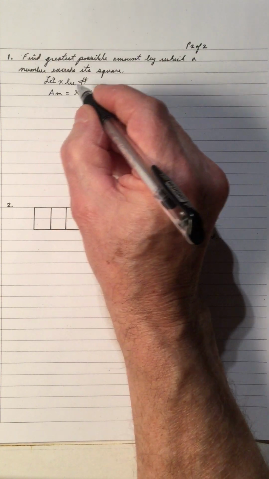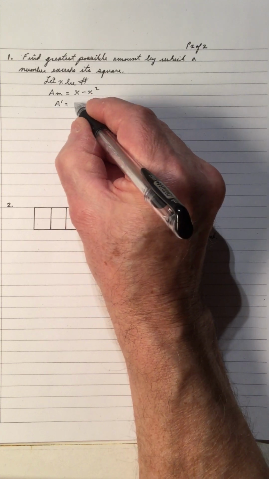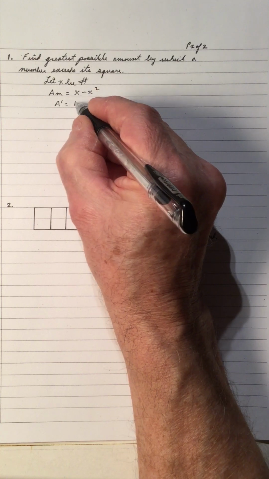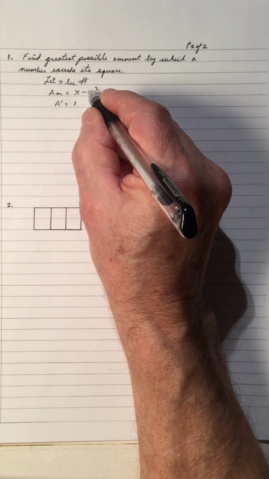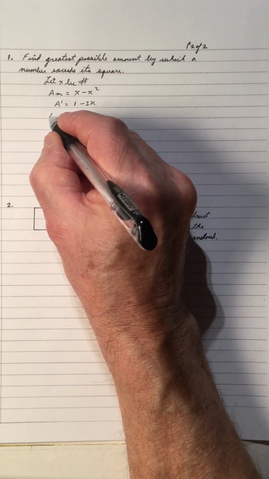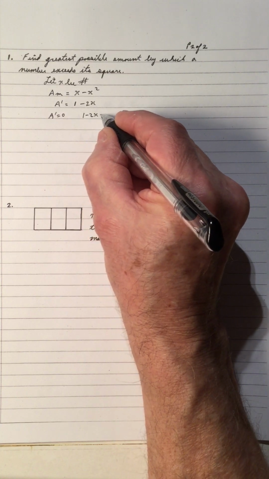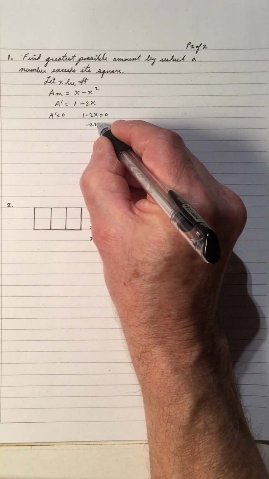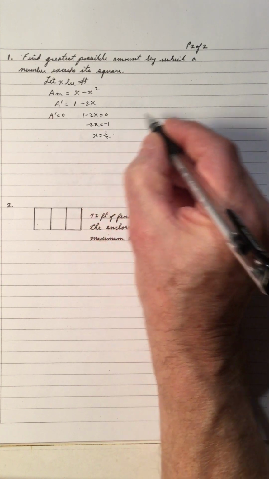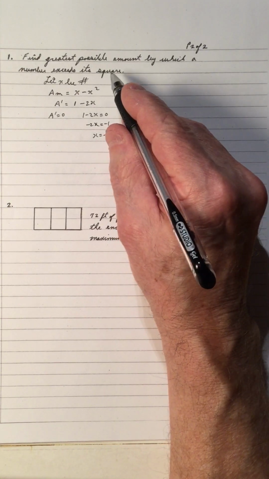Now that we have the amount, we can take the derivative of that amount, and we get 1 for the derivative of x, and 2x for the derivative of x squared. We make the derivative equal to 0, so 1 minus 2x is equal to 0. Negative 2x is equal to negative 1. Divide by negative 2, x is a half. So the number is a half.